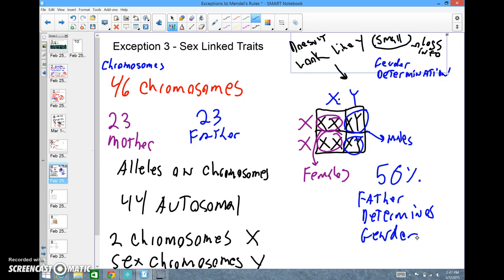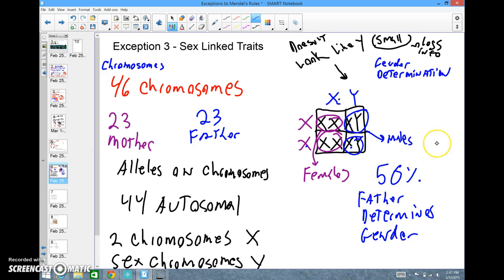You can see here that no matter what, the female is giving an X, here or here. Whereas the male, if he gives an X, it combines with the female's X to make a girl. If the male gives an X, it combines with the female's X to make a girl. If the male gives a Y, it combines with the female X to make a male. And if the male gives a Y, it combines with the female X to make a male.